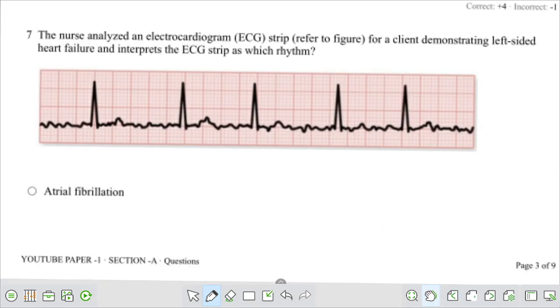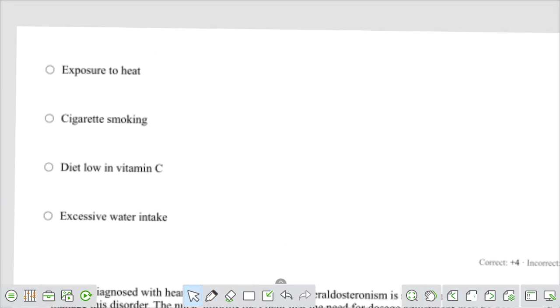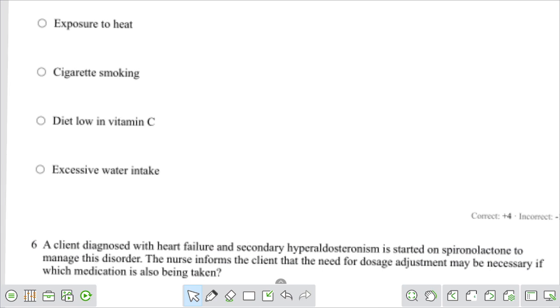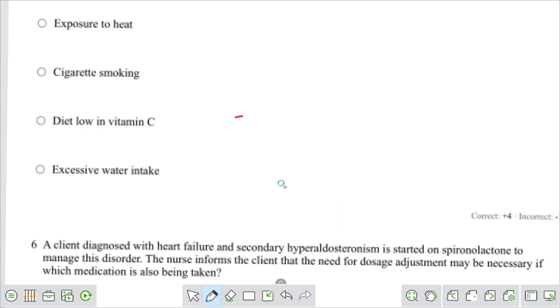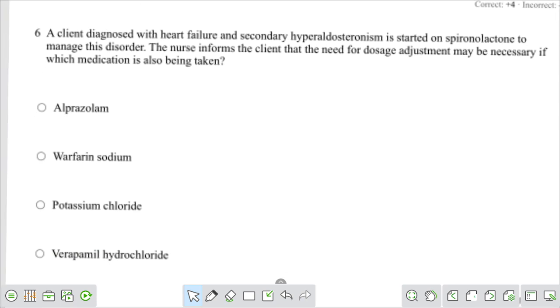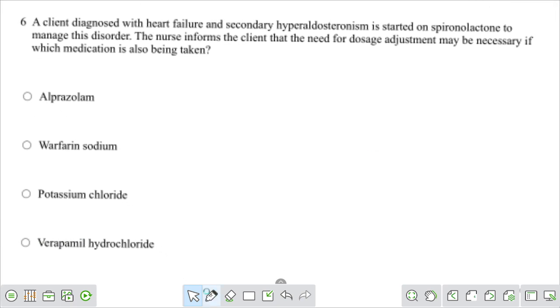So we see the options here. The options are exposure to heat, cigarette smoking, diet low in vitamin C, and excessive water intake. So the right answer is cigarette smoking. Cigarette smoking can lead to thromboangiitis obliterans, meaning Buerger disease. Next question is, a client diagnosed with heart failure and secondary hyperaldosteronism is started on spironolactone.